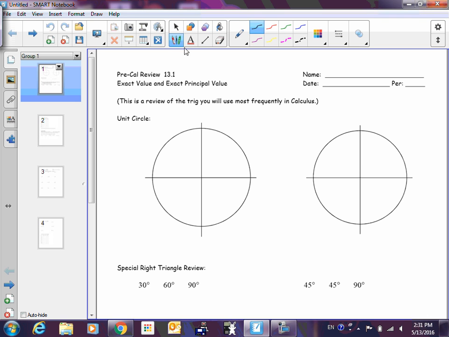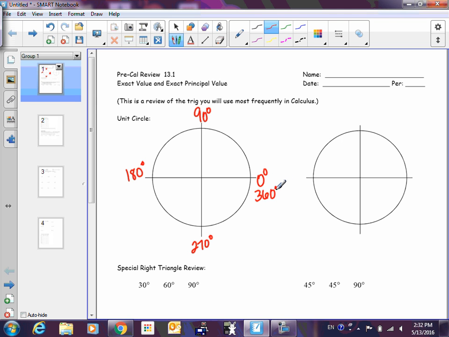Okay, so let's start this calc prep by talking about the unit circle. Do you guys remember where you start on the unit circle? Right here. And that is 0 degrees. And as you go, hopefully you kind of remember some of these at least. 90 degrees, what would be next? 180 degrees, 270 degrees, and one full rotation would be 360 degrees.